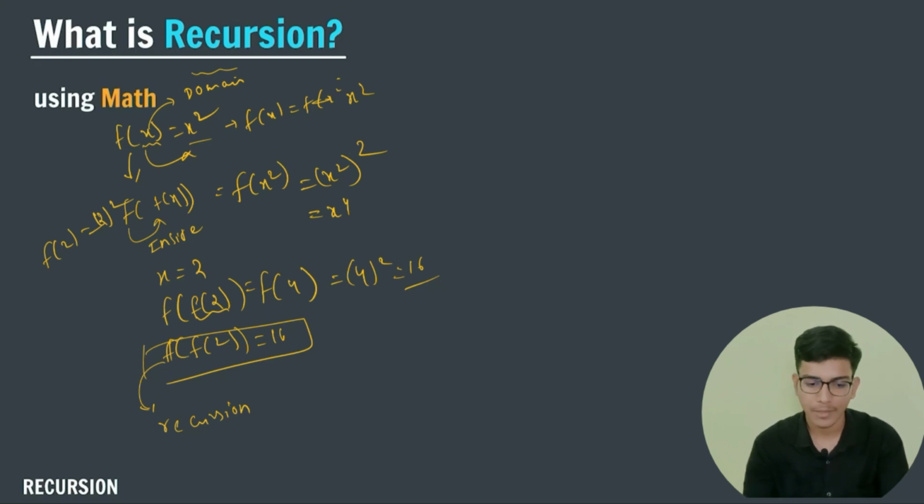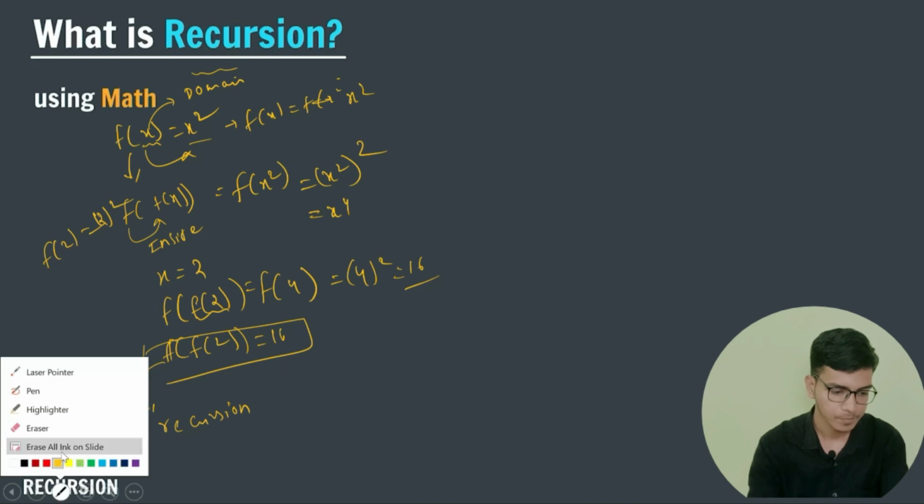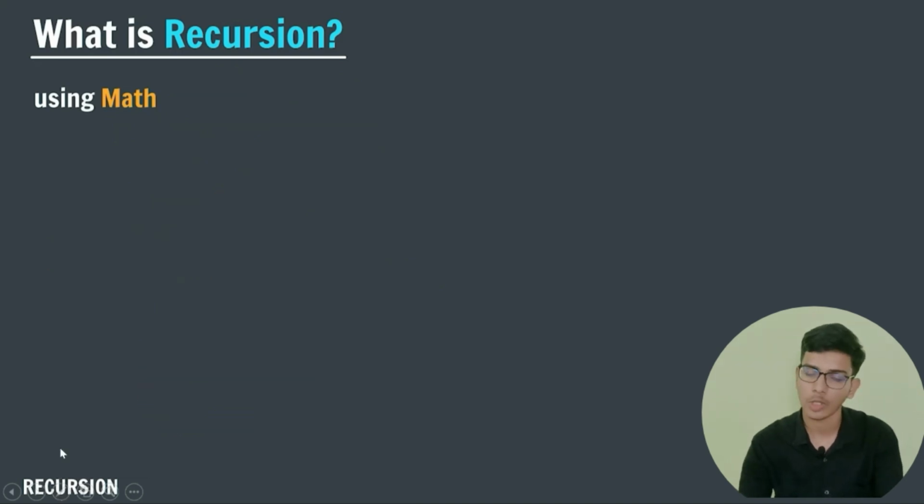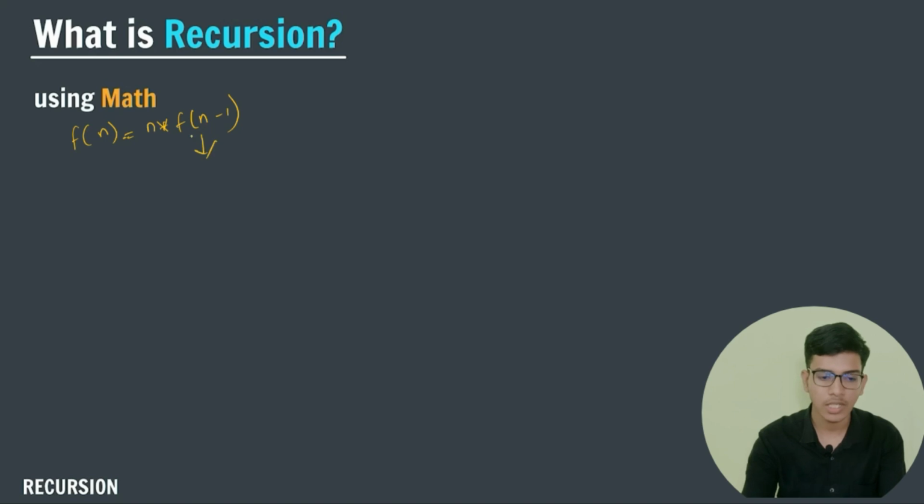Now let us take another example. In previous chapters, we have studied how to calculate the factorial of a given number. Now in mathematical terms, I am going to represent it. Let us consider that I am calculating the factorial of a number n. So I can write that f of n, that is the factorial of n, is equal to n into factorial of n minus 1, right? And I can write f of n minus 1, the factorial of n minus 1, is equal to n minus 1 into f of n minus 2.